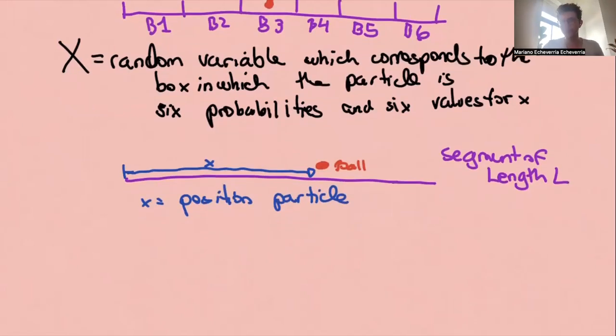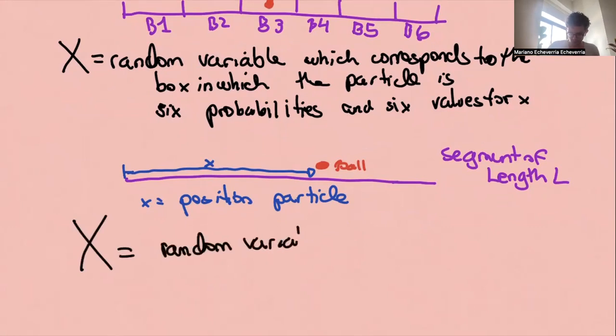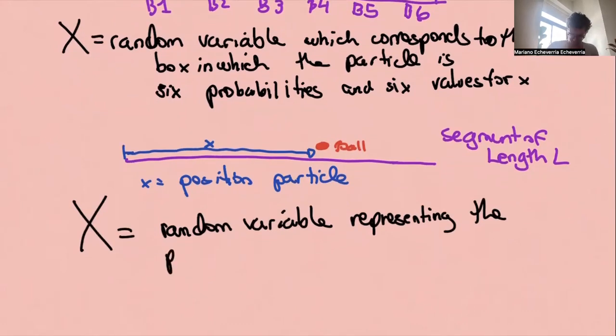So the random variable now, x, what makes the most sense in this case is to say that the particle could be anywhere, so it's a random variable. It's the random variable representing the possible positions of the particle, right?